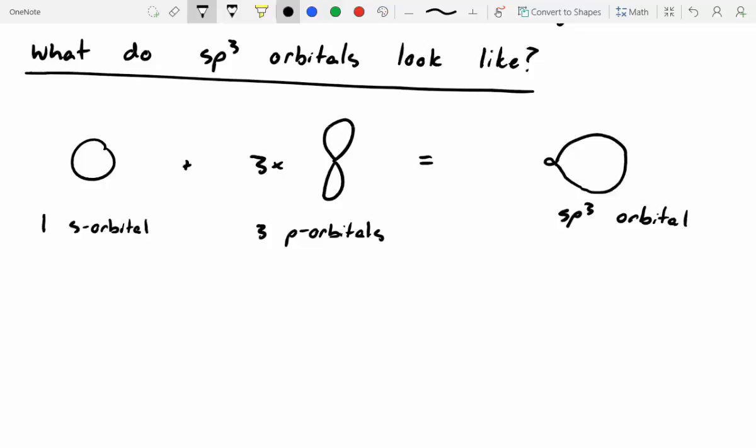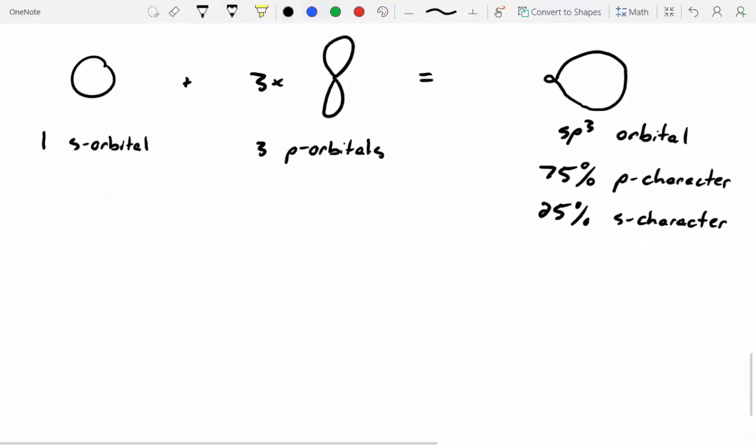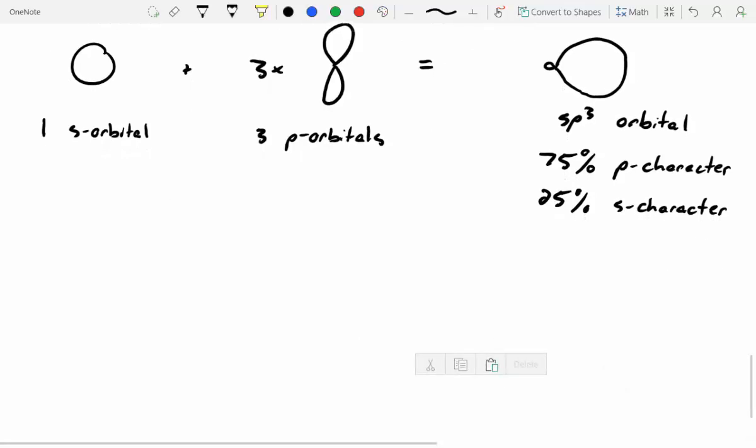If we think about this, it has 75% p character and 25% s character. And we've got 4 of them, right? So we need to arrange these into a tetrahedron. So let's try to draw this. And in order to do this, I'm going to use a coordinate diagram. So we'll have x, y, and z axes.